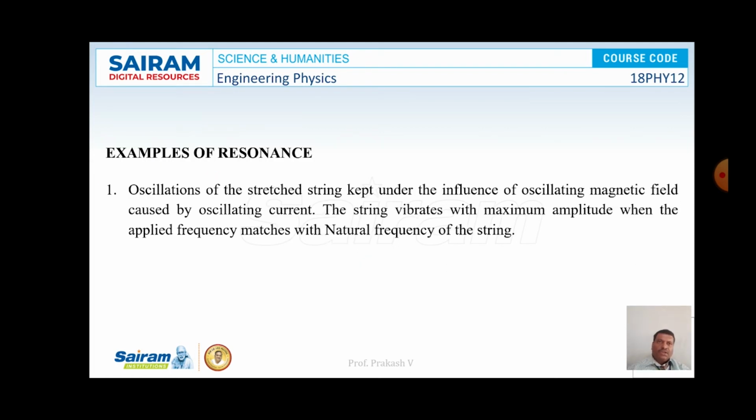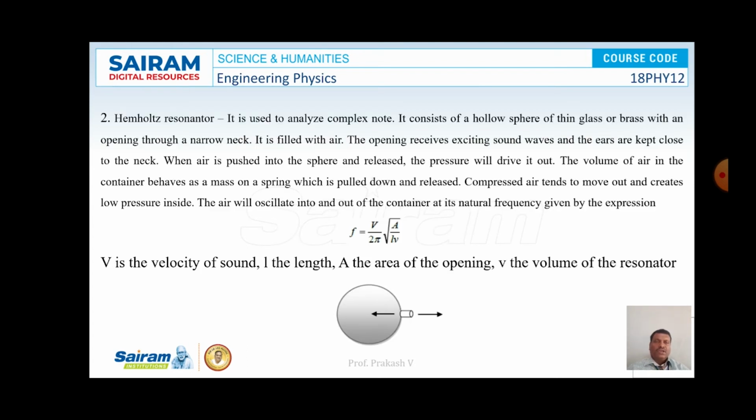Now let us look at the examples of resonance. Oscillations of a stretched string kept under the influence of an oscillating magnetic field caused by oscillating current. The string vibrates with maximum amplitude when the applied frequency matches with the natural frequency of the string. And let us look at the Helmholtz volume resonator.